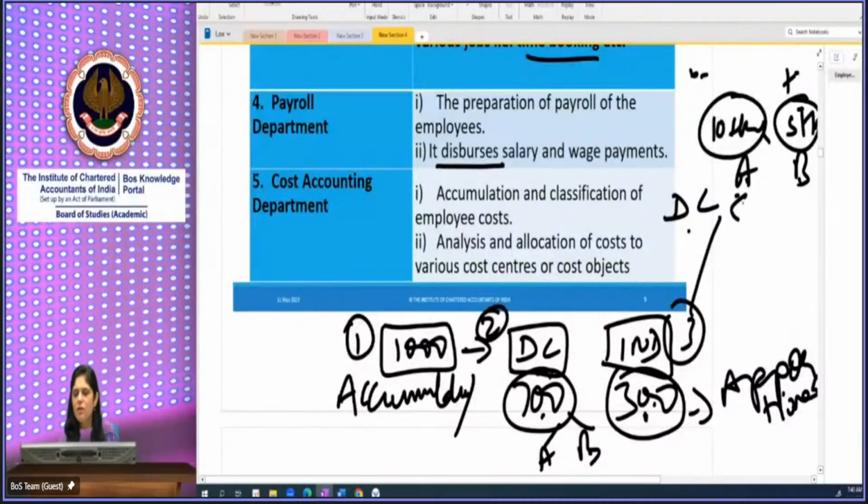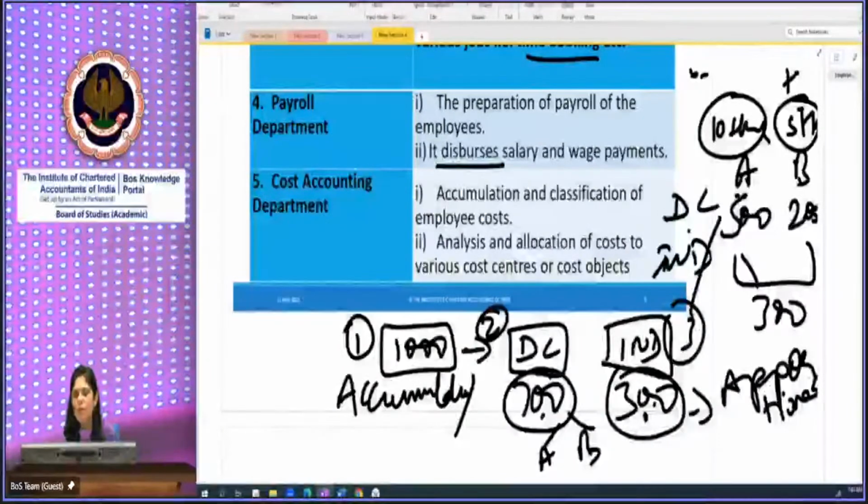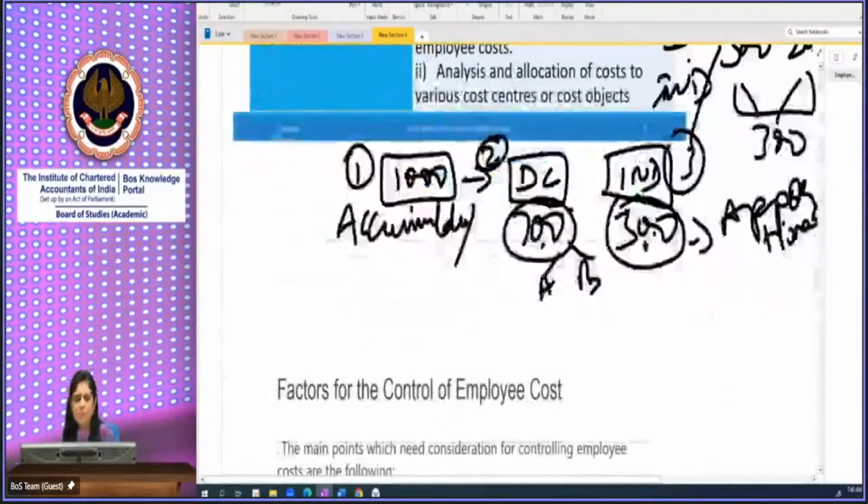500. So direct cost 500 belongs to A and 200 belongs to B. Direct cost, we exactly know how much belongs to A and B, but indirect cost will be apportioned. So 300 will be apportioned between A and B on the basis of labor hours or the worker hours they have worked on. All right. So that is the cost accounting department: accumulation, then classification, and then distribution between the products or between the jobs or between the orders or between the departments. I hope this concept is clear to you.